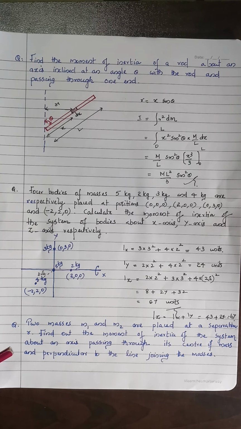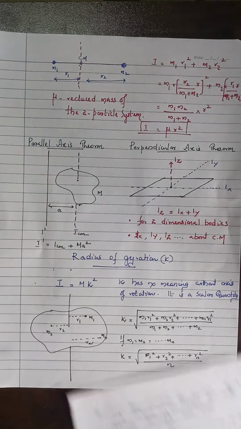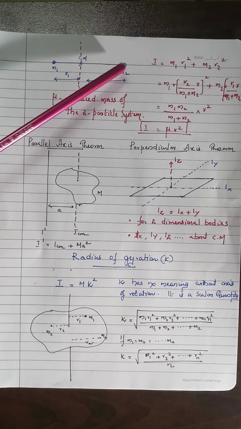The 2 masses, M1 and M2, are placed at a separation r apart. Find out the moment of inertia of the system about an axis passing through its center of mass and perpendicular to the line joining the masses. Look at the figure. The 2 masses M1 and M2 are at a total separation r. But we can assign that the center of mass is at a separation r1 from M1 and r2 from M2.